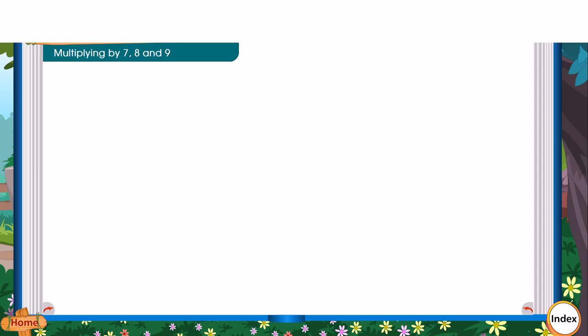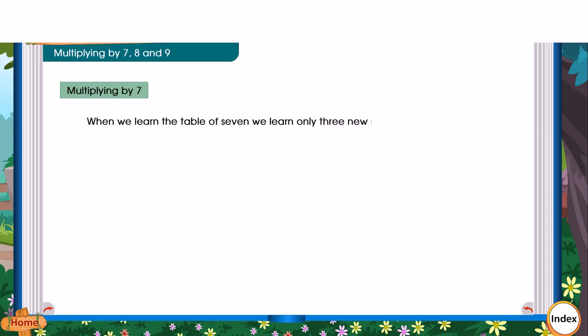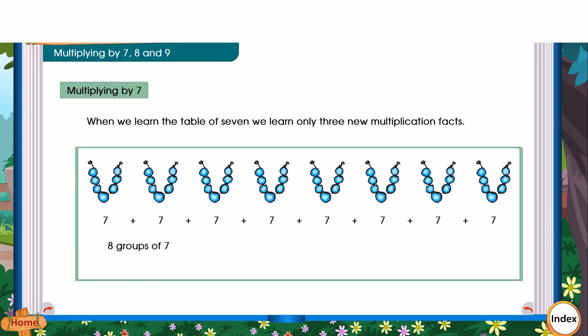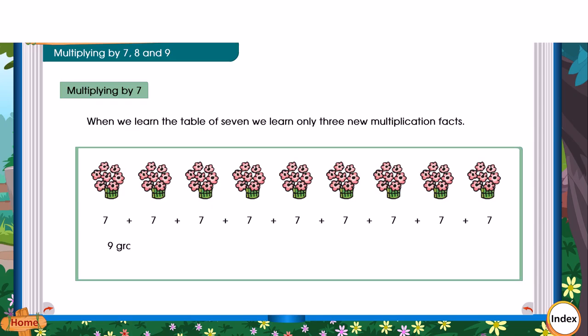Multiplying by 7, 8 and 9. Multiplying by 7. When we learn the table of 7, we learn only 3 new multiplication facts. 7 groups of 7 are 49. 7 into 7 is 49. 8 groups of 7 are 56. 8 into 7 is equal to 56. 9 groups of 7 are 63. 9 into 7 is equal to 63.